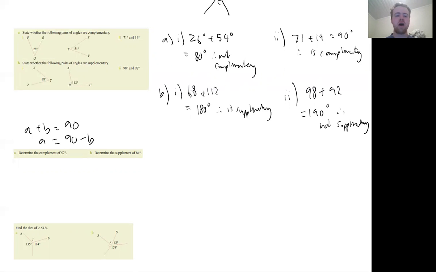So we're going to go 90 minus or 180 minus, rather than add them together. For part A, determine the complement. It's going to equal 90 minus 57, because we're finding the complement and so we're using 90 degrees. So it's going to be 33 degrees, the complement of 57 degrees. Determine the supplement of 84 is going to be 180 minus 84, which is going to be 96. So that's all we have to do to find the complement and the supplement.